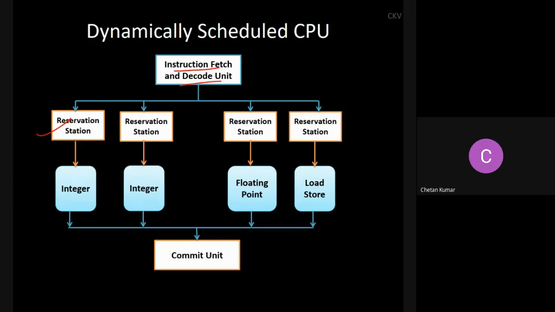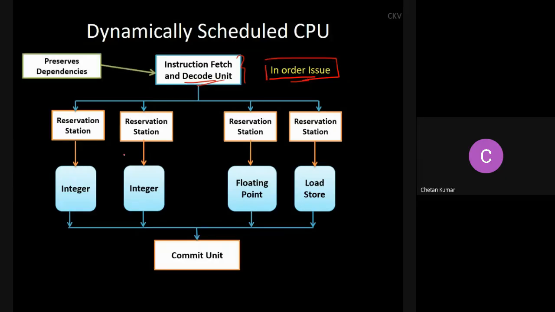Okay? Now let us try to analyze this with an example. There are a few things you have to understand. While instruction fetching and decoding, this happens in the same order as the instructions appear in the program. This is called in order issue. It will preserve the dependencies, because your program should not change its behavior. The behavior of the program should still be the same, and that will happen only when you maintain the order correctly.